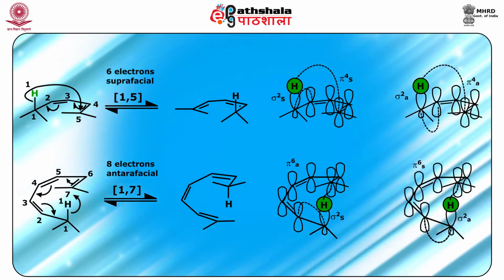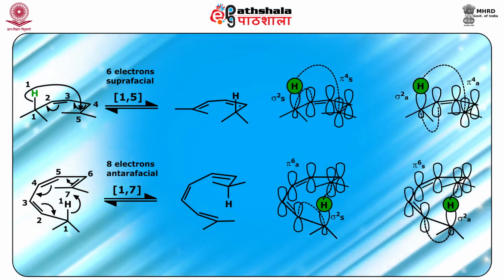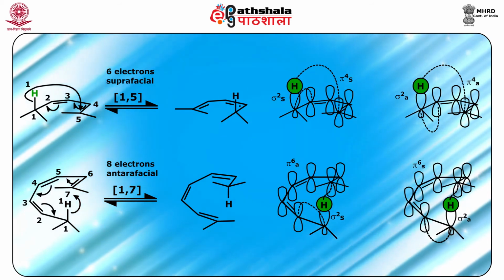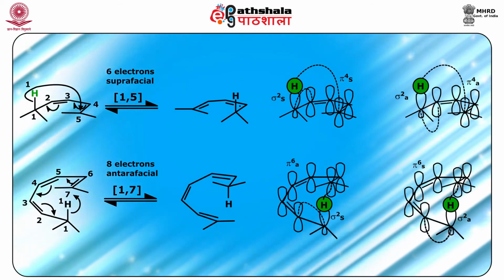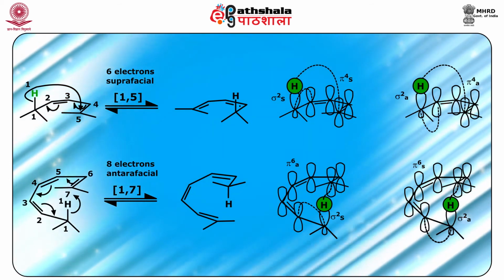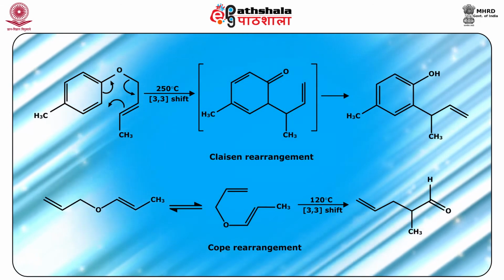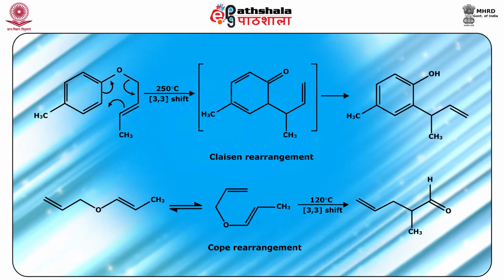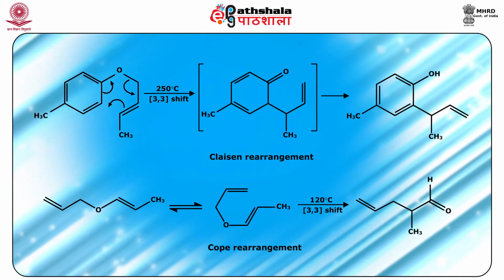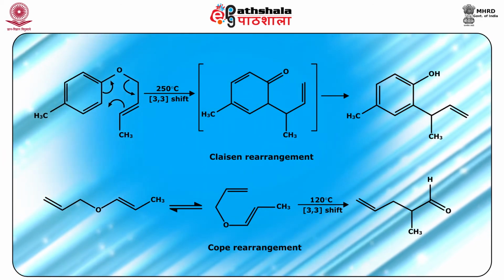If the total number of pi electrons is 4n plus 2, then the suprafacial pathway is allowed, and if the total number of pi electrons is 4n, then the antarafacial pathway is allowed. You can see the first reaction being suprafacial and the second reaction has 8 electrons and hence is antarafacial. The 3,3 sigmatropic rearrangements of 1,5-dienes or allyl vinyl ethers, known respectively as the Cope and Claisen rearrangements, are among the most common and important sigmatropic reactions.